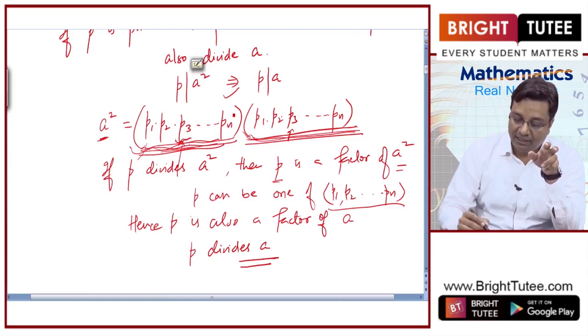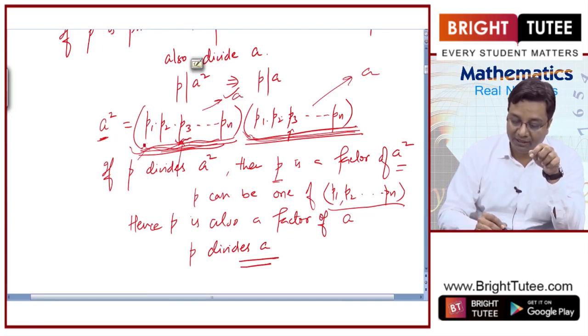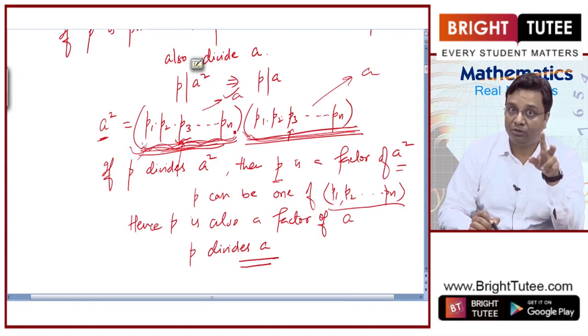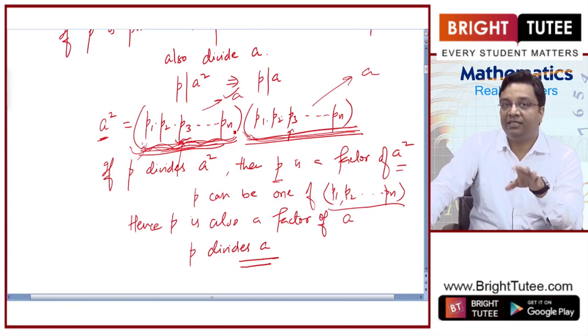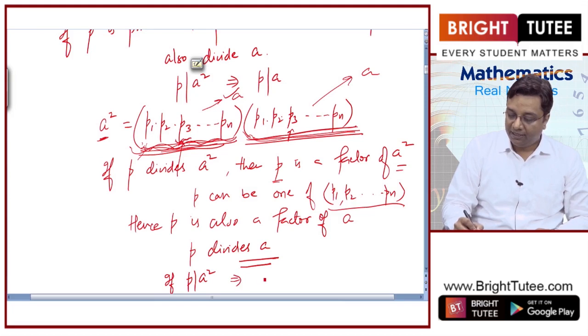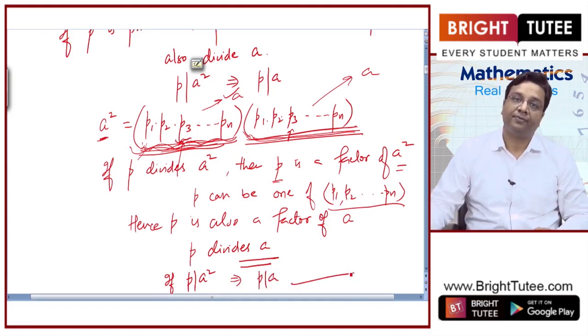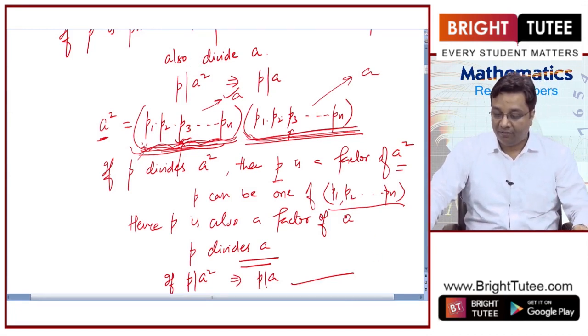Okay, and this is expansion of A, this is also expansion of A. So A square is A into A. So if P has to be present, it has to be present in A also. If P divides A square, then it essentially divides A also. So I can say if P divides A square, it will imply that P divides A. Okay, and we will use this fact in the upcoming exercise, so you should be really clear about this concept.